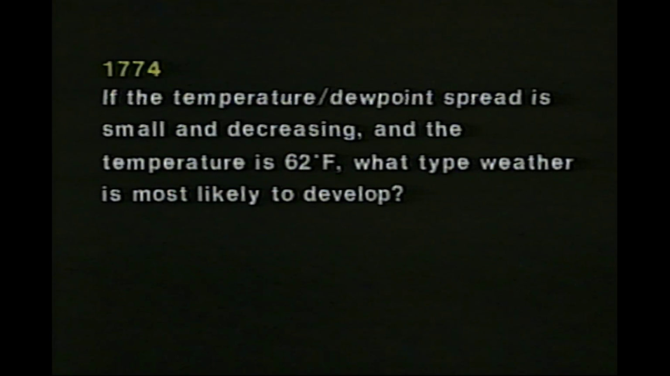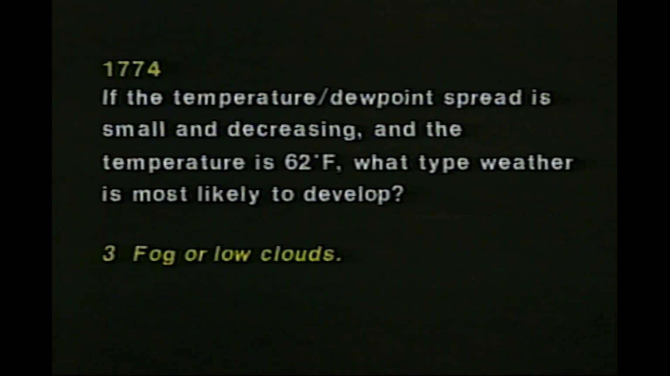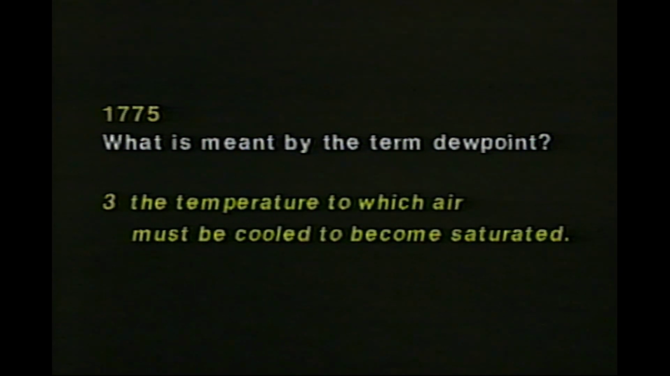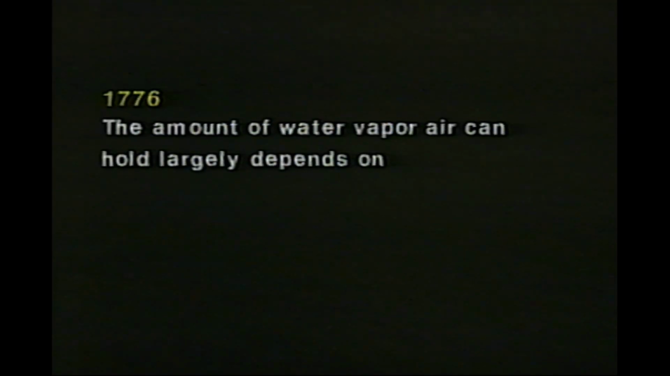Question 774. If the temperature dew point spread is small and decreasing, and the temperature is 62 degrees Fahrenheit, what type weather is most likely to develop? Remember, the temperature dew point spread is the difference between the actual or ambient temperature and the dew point. So if the spread is small, that means they're close together, or you're very humid. So the answer is number 3, fog or low clouds. Question 775. What is meant by the term dew point? Number 3, the temperature to which air must be cooled to become saturated. 776. The amount of water vapor which the air can hold largely depends on? Number 2, the air temperature.